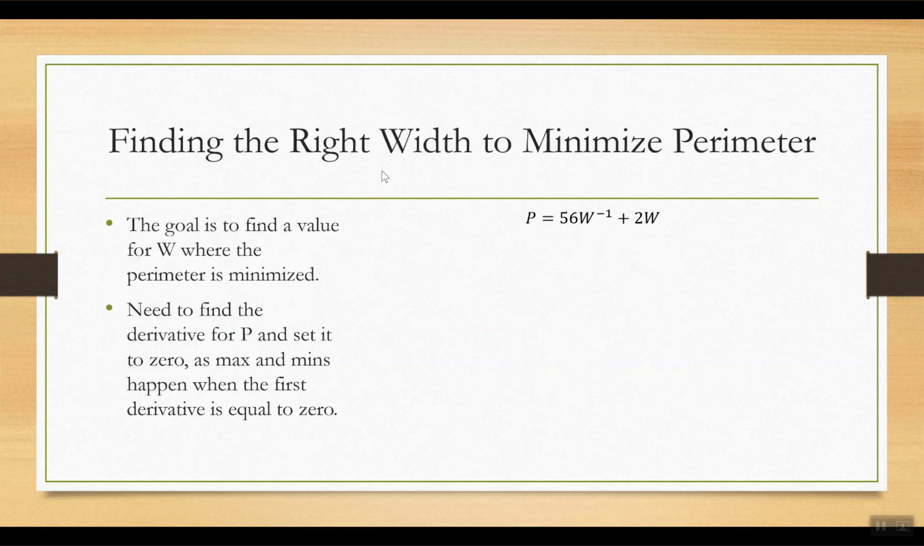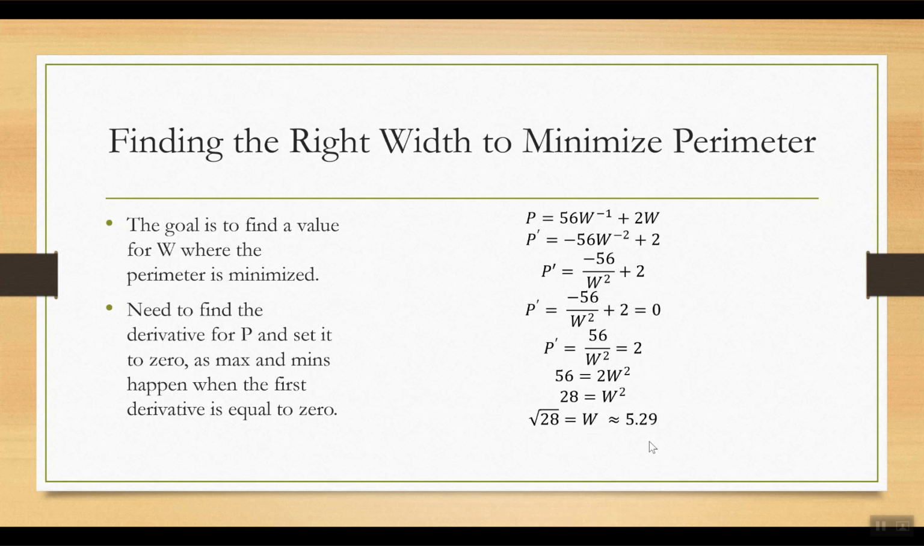And then the next step is we have to differentiate the perimeter. So in order to figure out what's the width that helps to minimize the perimeter, we basically have to find the first derivative of the perimeter and set it to 0. So we do the derivative using the power rule. So this is what we end up with for p prime, or the first derivative. So we simplified the p prime a little bit further, and then we set it to 0, and we solve for w. So doing that, we get w is equal to 5.29.